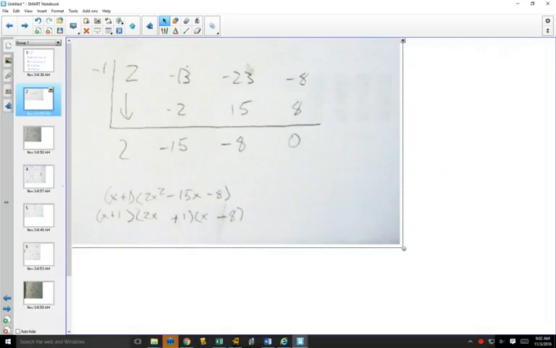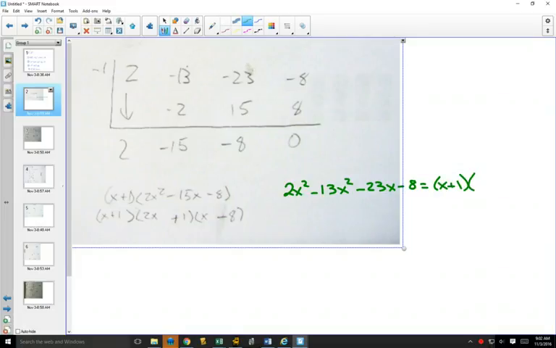With your division statement, write out the complete division statement. So this is what we started with, and it's equal to x plus 1 times 2x squared minus 15x minus 8, and then equals again x plus 1, and here we could write 2x plus 1, x minus 8. As far as writing things out clearly, it would be nice to have the complete division statement.